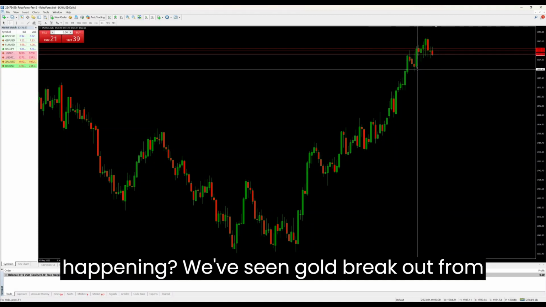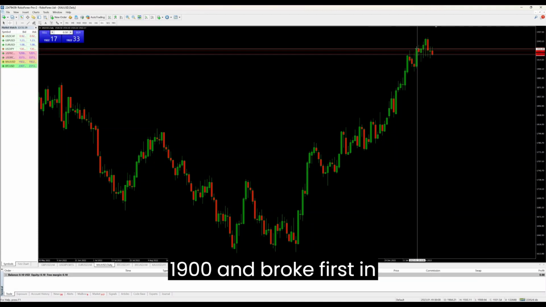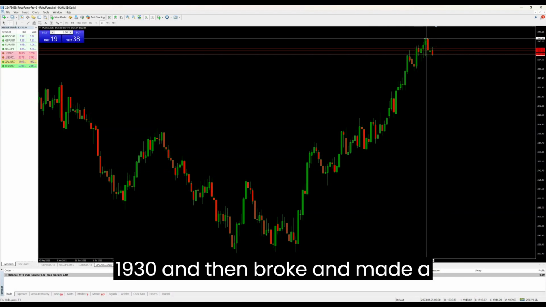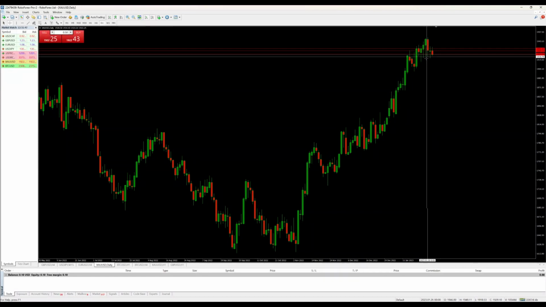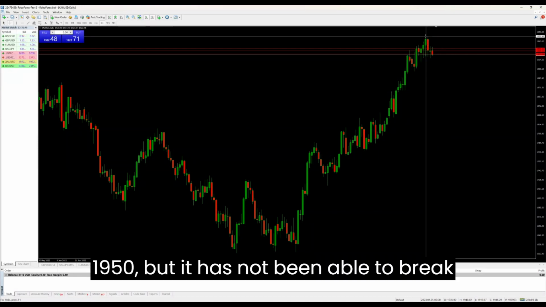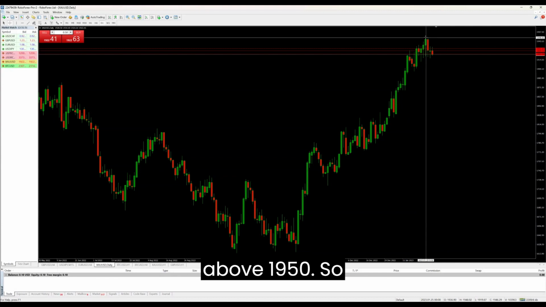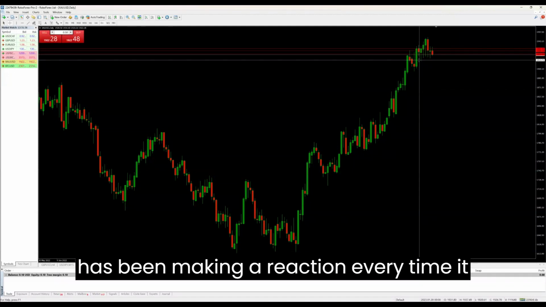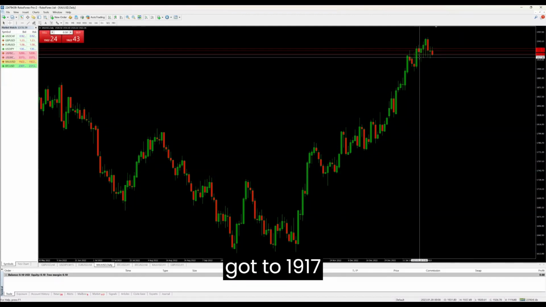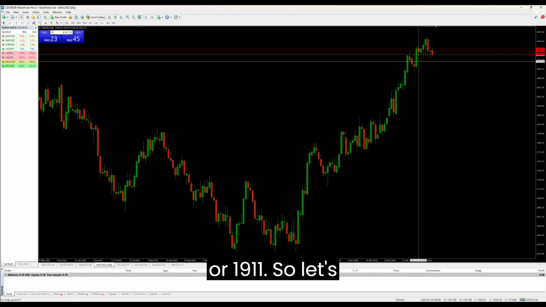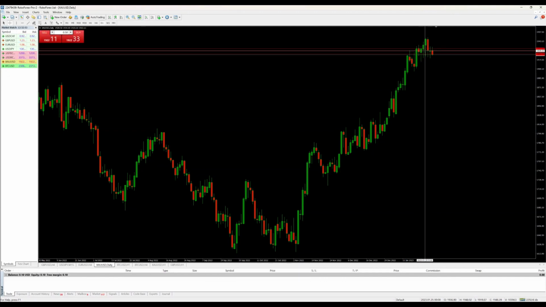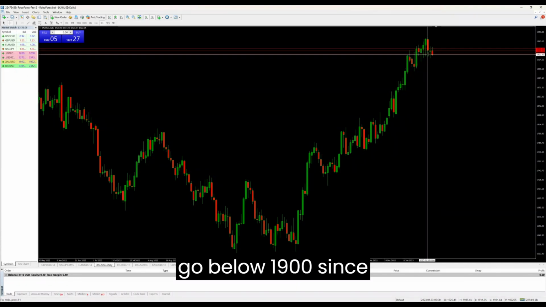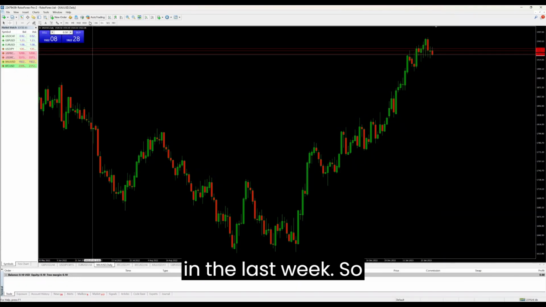So what has been happening? We've seen gold break out from 1900 and break first to 1930, and then make a new high of almost 1950. But it has not been able to break above 1950. So we've seen that gold has been making a reaction every time it got to 1917 or 1911. So let's say gold has not been able to go below 1900 in the last week.